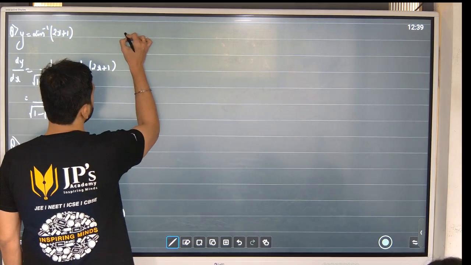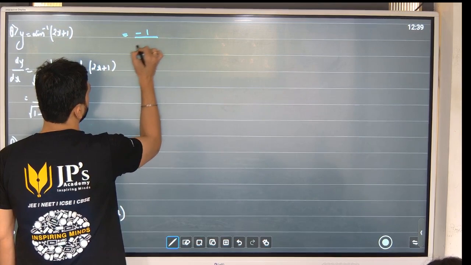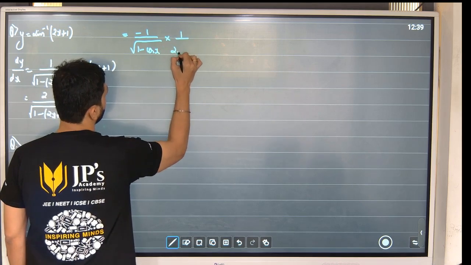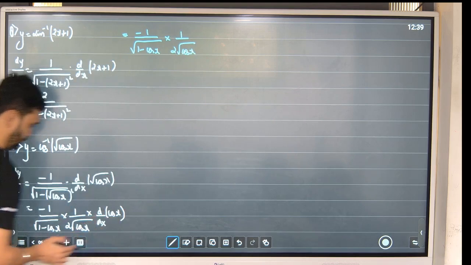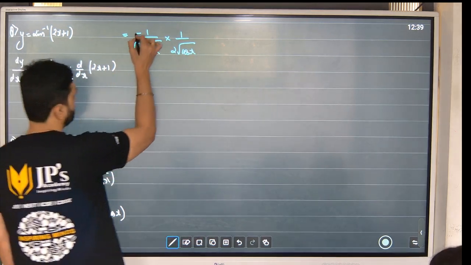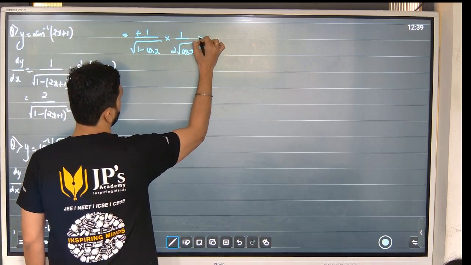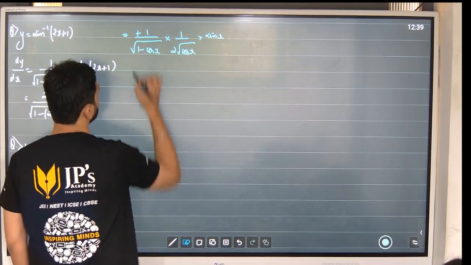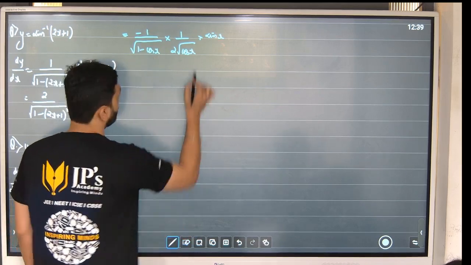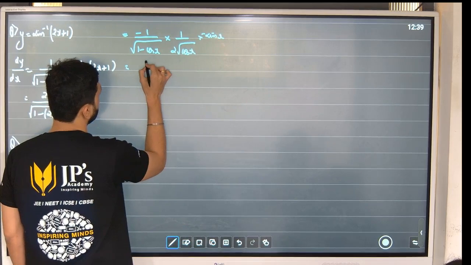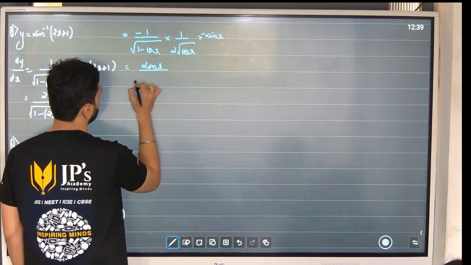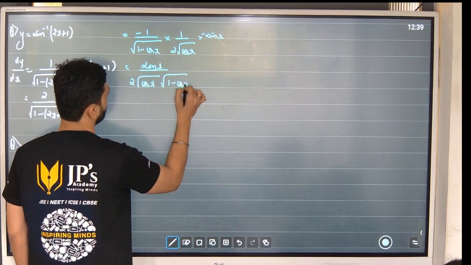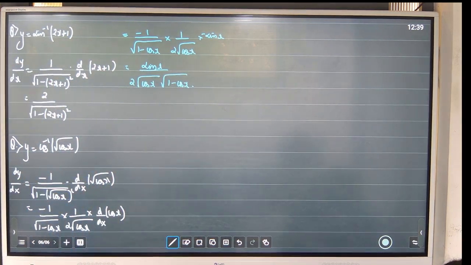And my final answer will be minus 1 upon root of 1 minus cos x into 1 upon 2 root of cos x, and the derivative of cos x is minus sin x, so we will make it plus and put sin x here. So actually you can write it like this. Minus here and minus here, so my answer will become sin x upon 2 root of cos x into root of 1 minus cos x. Okay.